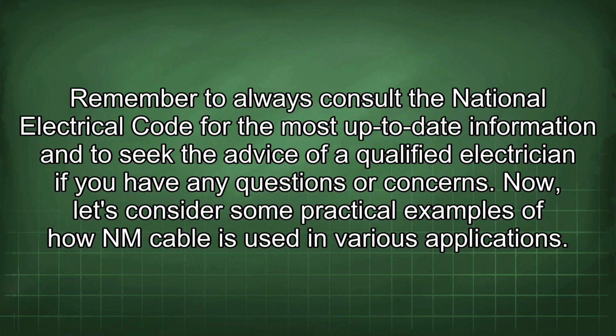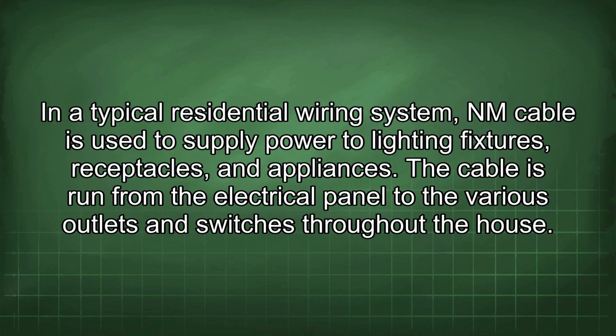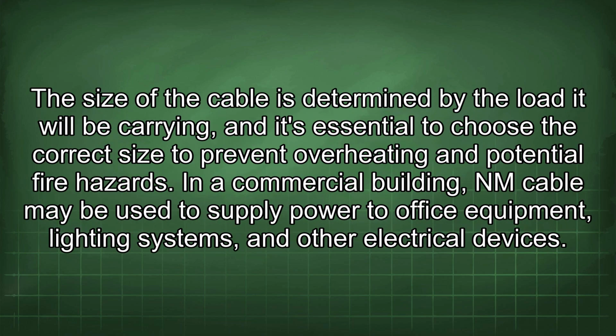Now let's consider some practical examples of how NM cable is used in various applications. In a typical residential wiring system, NM cable is used to supply power to lighting fixtures, receptacles, and appliances. The cable is run from the electrical panel to the various outlets and switches throughout the house. The size of the cable is determined by the load it will be carrying, and it's essential to choose the correct size to prevent overheating and potential fire hazards.